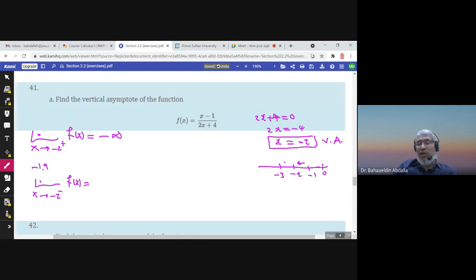when you approach -2 from the left, okay, you will use, for example, -2.1. Okay, here -2, here -2.1, -2.5, -2.9. Okay, so you will use -2.1. The numerator would be negative, but 2 times -2.1 plus 4 would be also negative. Negative over negative would be positive. So in fact, for this function, the line x equals -2 is a vertical asymptote. And when x approaches -2 from the right, the graph goes to -infinity. And when x approaches -2 from the left, the graph goes to infinity.